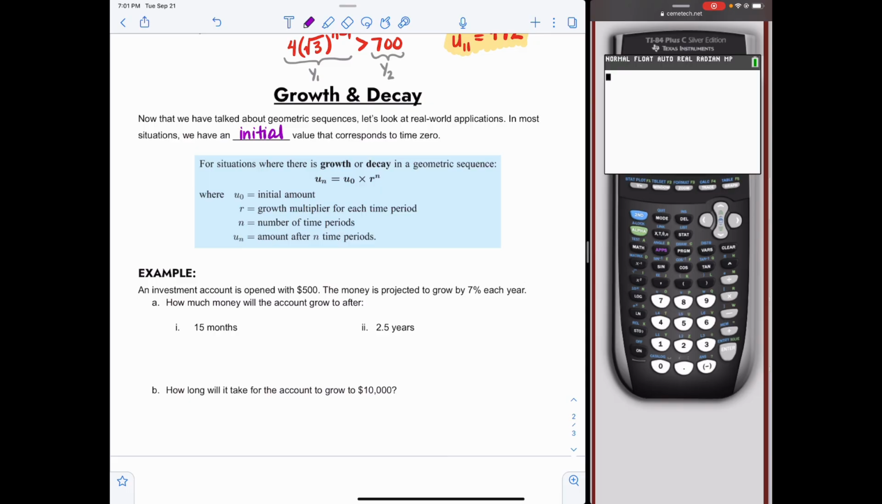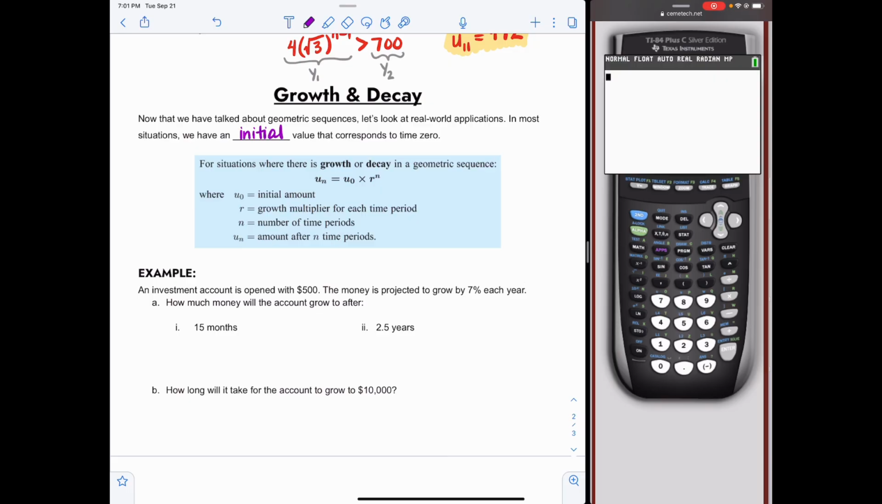Anytime we have a situation that's dealing with growth or decay, we use the following sequence. U sub n is equal to u sub 0 times r to the power of n. U sub 0 is the initial amount. R is the growth multiplier. N is the number of time periods. And U sub n is the amount after n time periods.